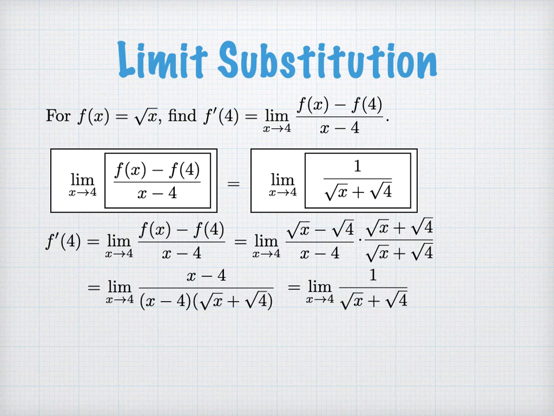And now, by continuity of this new formula, I can replace the square root of x with the square root of 4. And now, what is square root of 4? It's 2. So I have 1 over 2 plus 2, and the value of this is 1/4. So the front of the card f prime of 4, if I turn the card over enough times, I discover that it's equal to the value of 1/4.